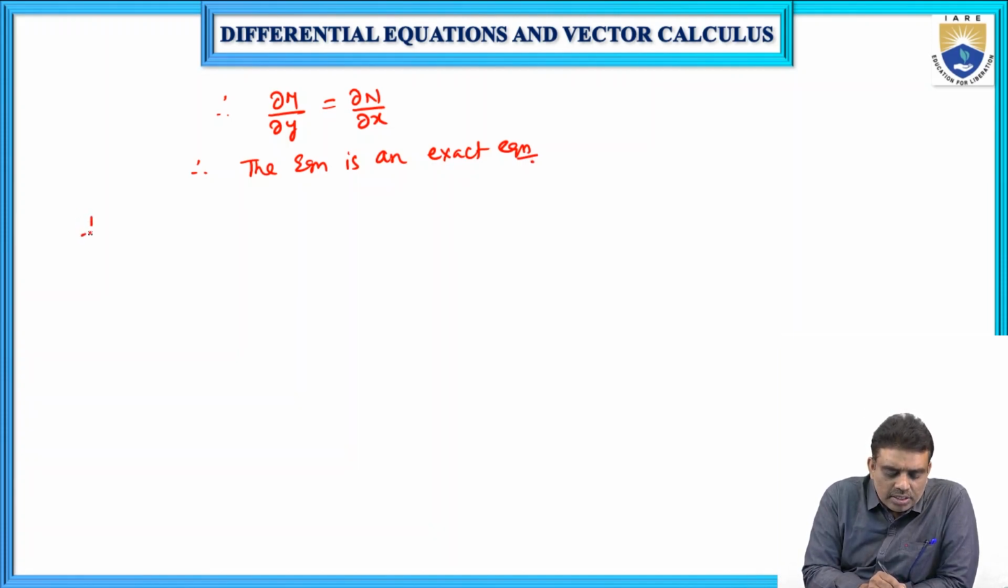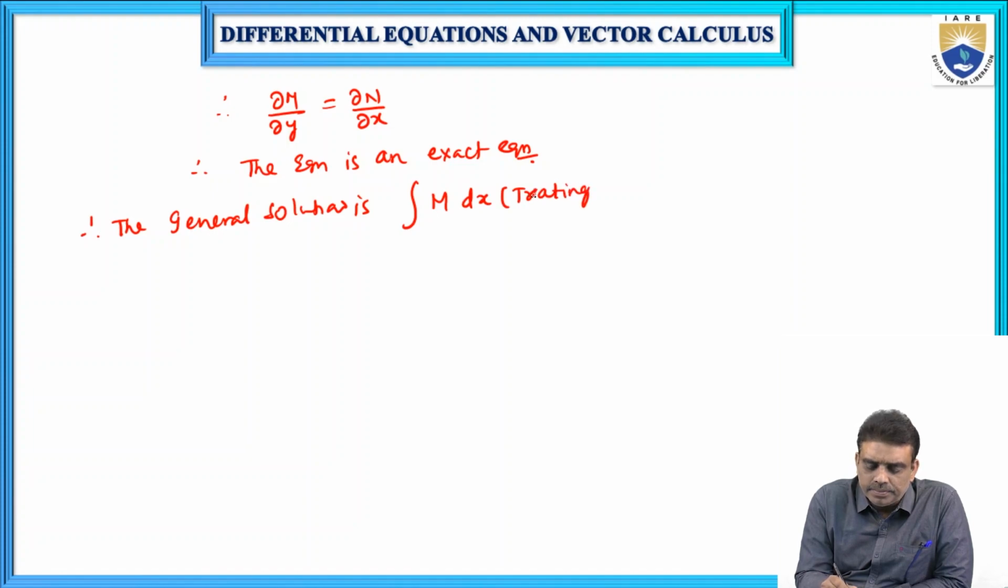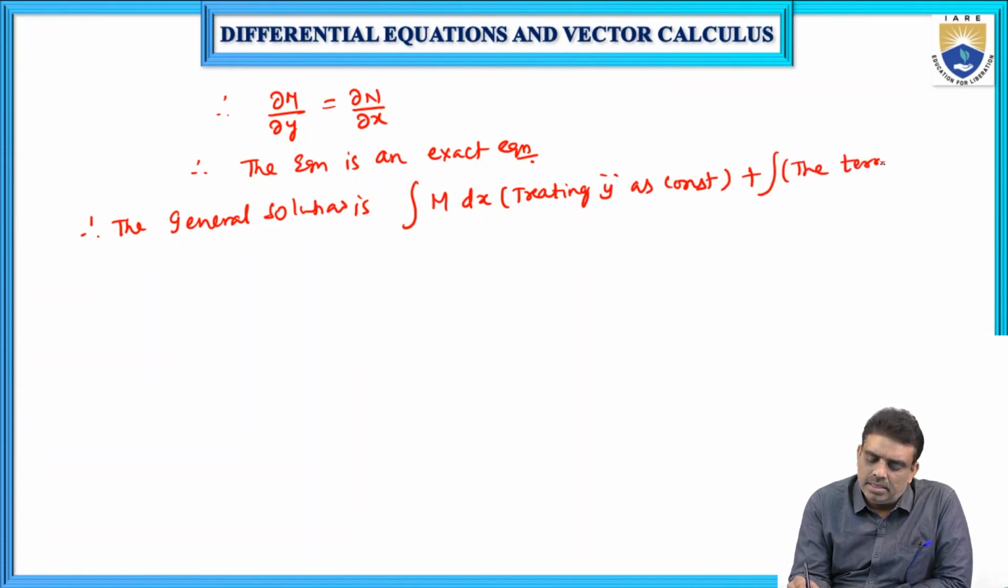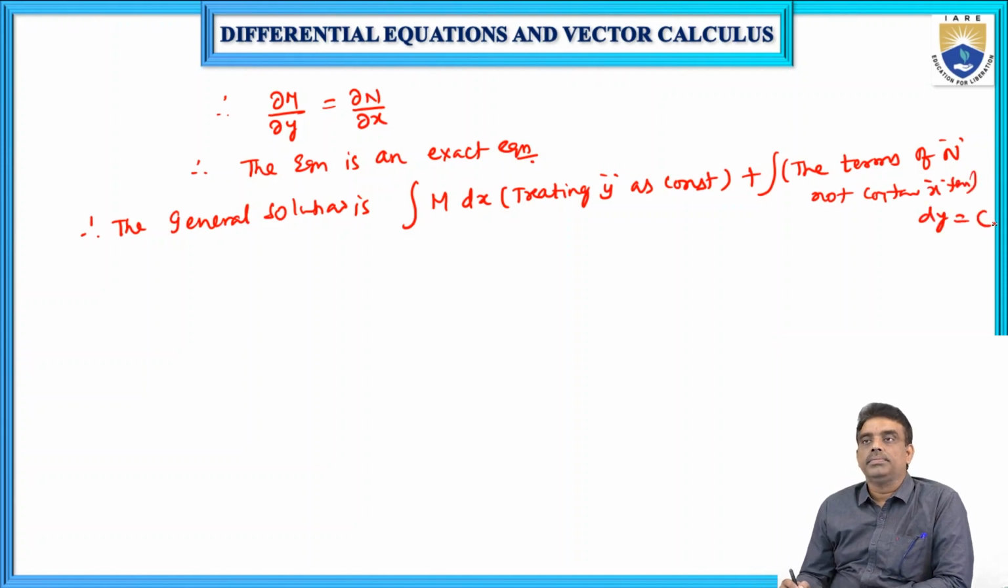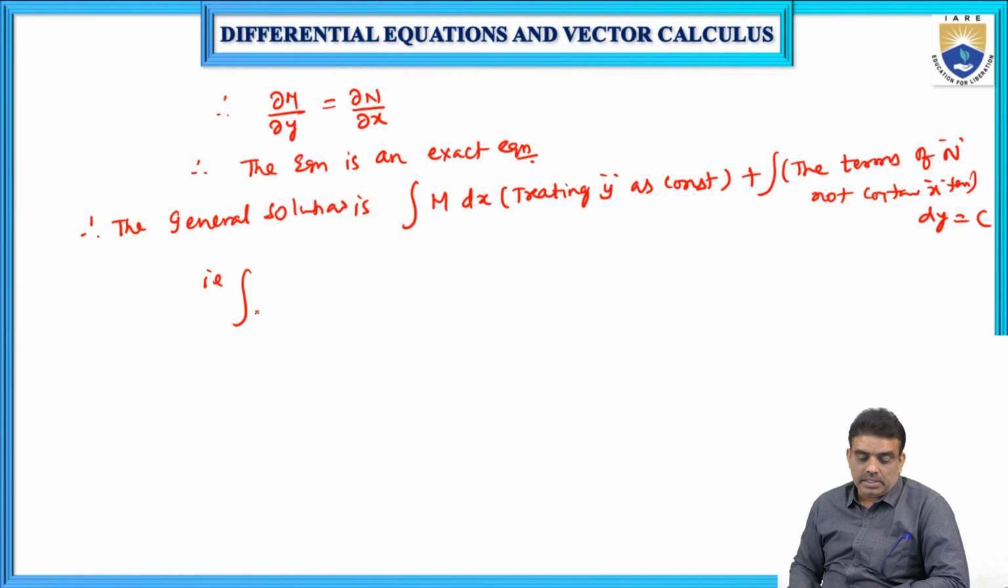Then how to write the solution? Therefore, the general solution is, what is the formula? Integral of m dx treating y as constant, plus integral of the terms of n not containing x, into dy, is equal to c. That is what? Integral m means what? What is m?